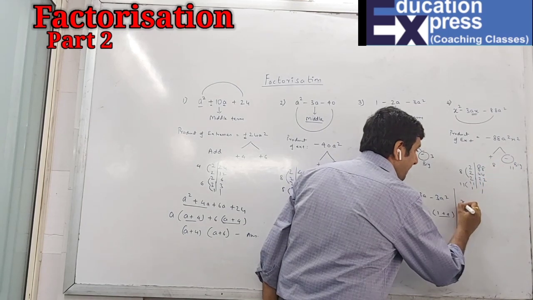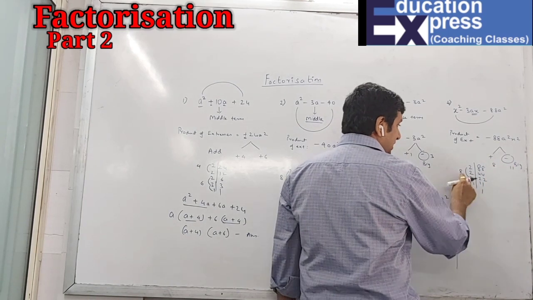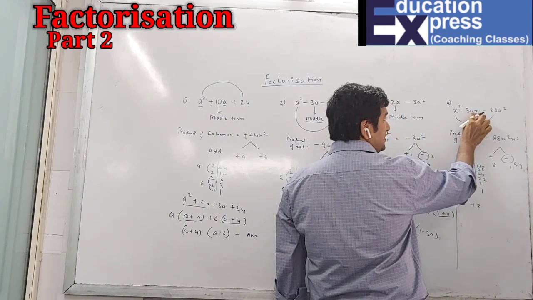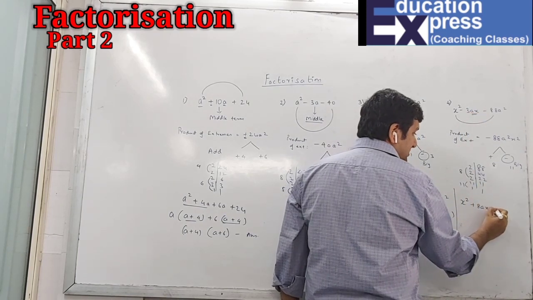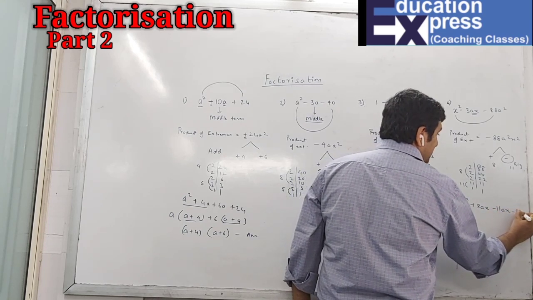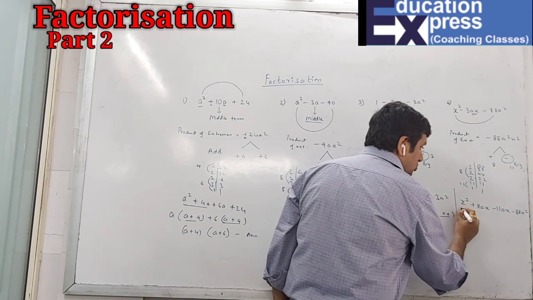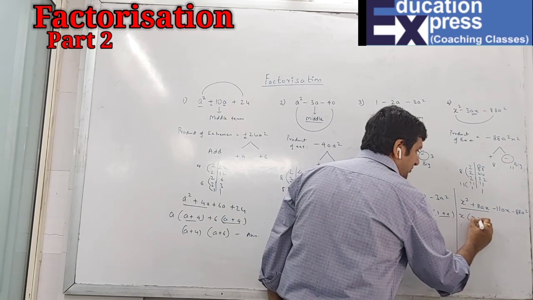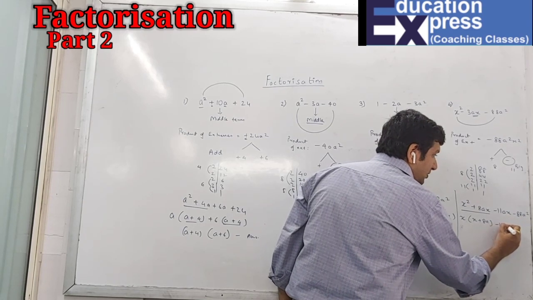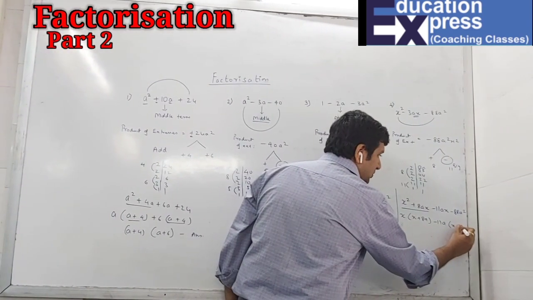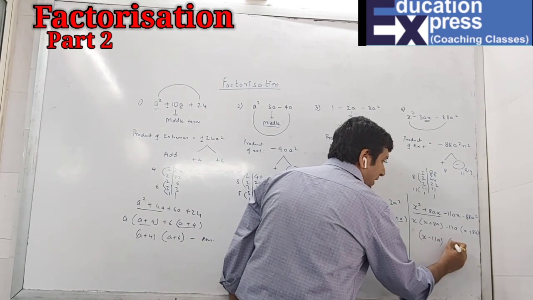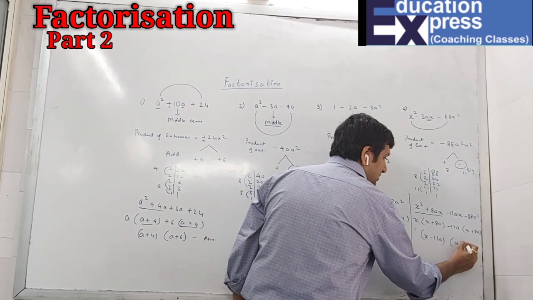So here x square. First I write 8. Here students you can see that the variables with the middle term are a and x. We have to write both a and x. Minus 11ax minus 88a square. So here what is common? x. What is left? x plus 8a. Here what is common? Minus 11a. So what is left? x plus 8a. So the answer is x minus 11a and x plus 8a.